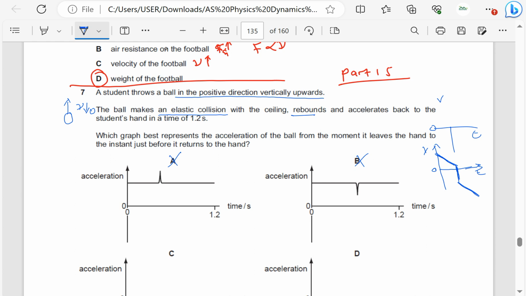So the ball makes an elastic collision with the ceiling. Because it's elastic, it moves with the same speed afterwards. It means the speed with which it hits the wall is the same speed with which it leaves. So the graph should start from somewhere here. If it hits with this speed here, it should leave with almost the same speed.